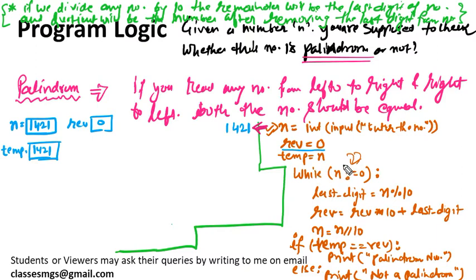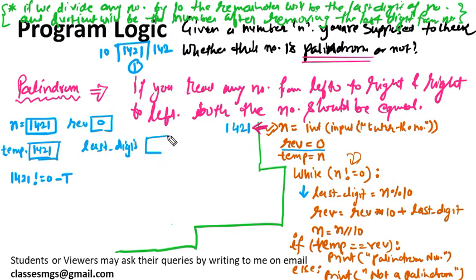Now the while loop: n is not equal to 0, n value here is 1421. 1421 is not equal to 0, condition true. We will come into this loop and execute last digit equals n % 10. If you divide 1421 by 10, the remainder is 1. So the last_digit variable will be 1.